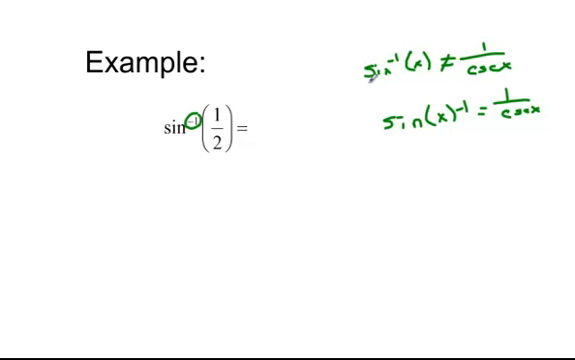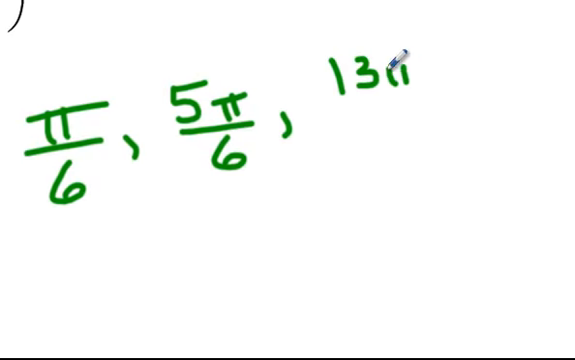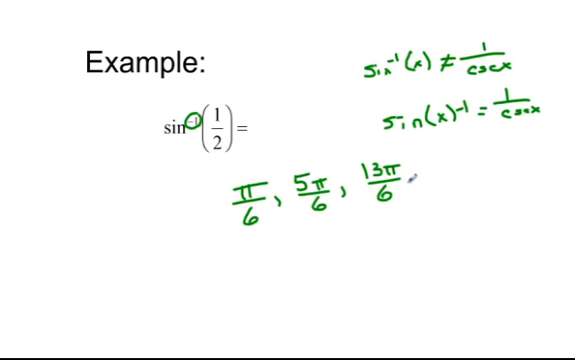So let's go ahead and take a peek at this. If I want to find the inverse, or the arcsine of 1/2, if we look at the unit circle, there's a couple of places where that pops up. Well, the first place is pi over 6. And as you're heading around the unit circle, you're going to see it's going to happen in quadrant 2 at 5 pi over 6. And then it's going to happen at 13 pi over 6. If we head around the circle, now we're back in quadrant 1.